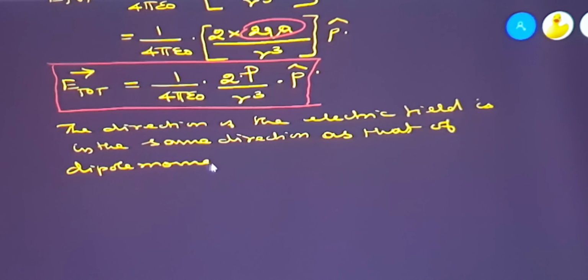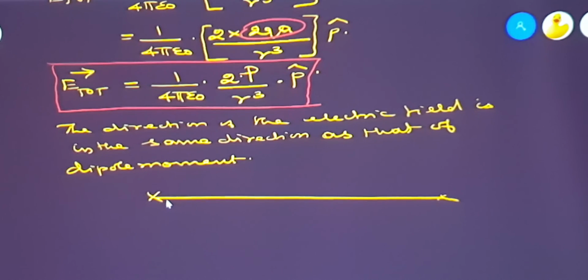Clear? Are you able to understand? This is what we call the expression for the electrical field at a point due to an electrical dipole along the axial line. By considering a point along the axial line, we have taken two electrical fields at that point, and by applying the superposition principle, we have calculated the electrical field at a point along the axial line of an electrical dipole. Very important question. Go through it, write it again and again, and it will be easily understood.